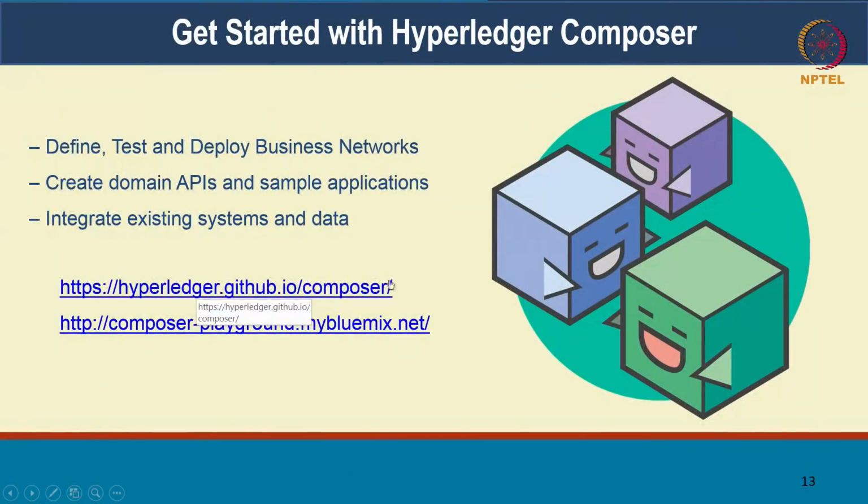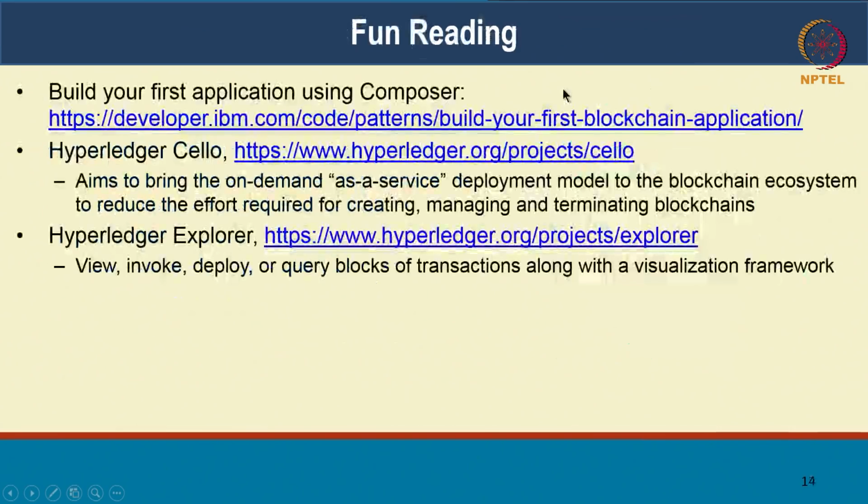Here are some quick links. You can go look up Composer. This is the top level page for Composer on GitHub. You can go through the code. You can go to the playground, where you can quickly try out creating an application yourself. So for the fun reading section of this course, for this lecture, on how to build a first application using Composer, there's a very simple tutorial that you can follow. It's on developerWorks at IBM. So you can check that out.